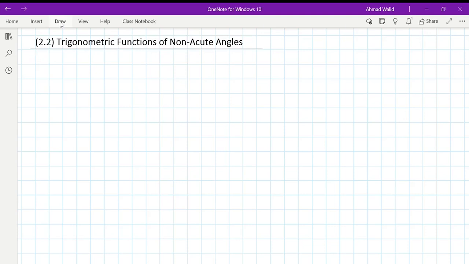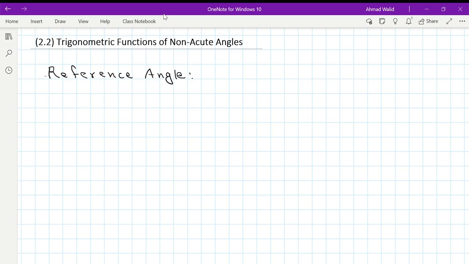Hello all, let's start section 2.2. Section 2.2, we are covering trigonometric functions of non-acute angles, correct? The first thing that I want to cover, and it's really important to know, is what is a reference angle. First, we will talk about what a reference angle is. What is a reference angle?